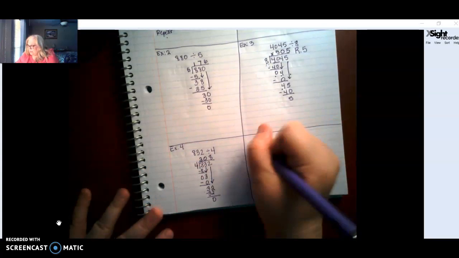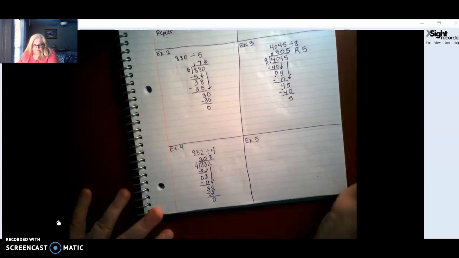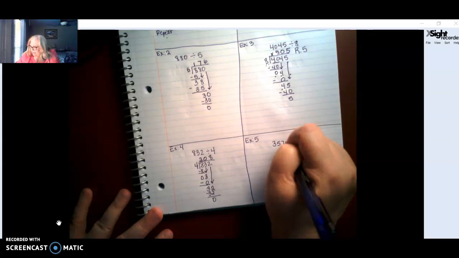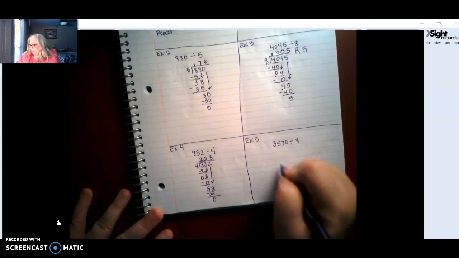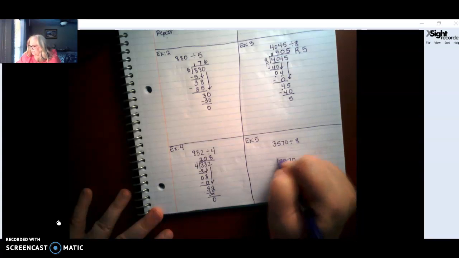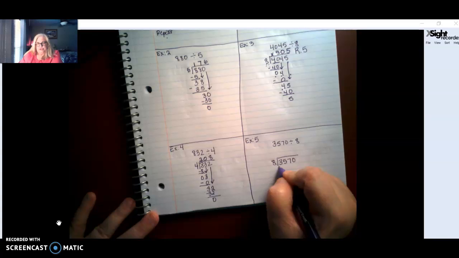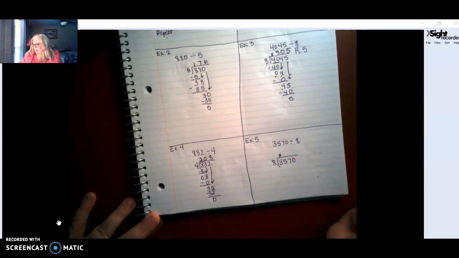Okay. And then example number 5. 3,570 divided by 8. Okay. 3,570 goes in the house, divided by 8. How many times does 8 go into 3? It's too big, we can't do it, so I put an X. Okay.